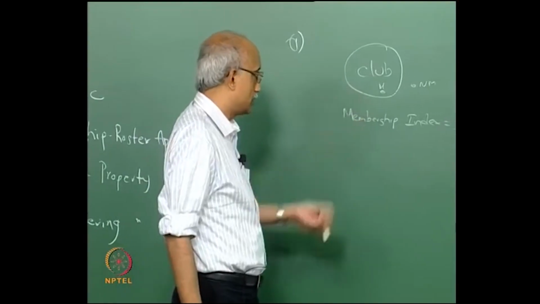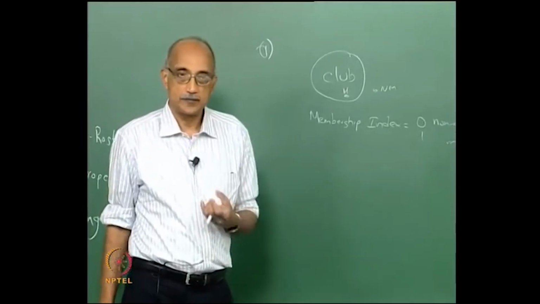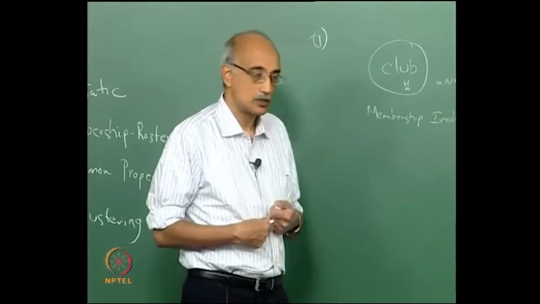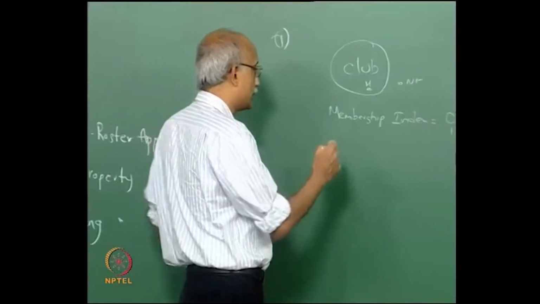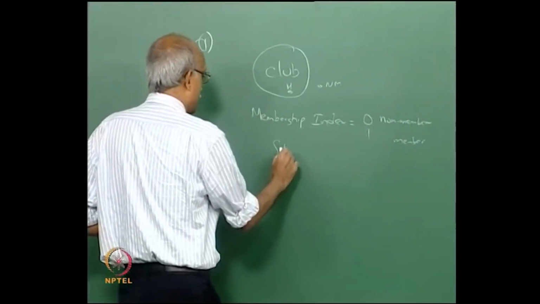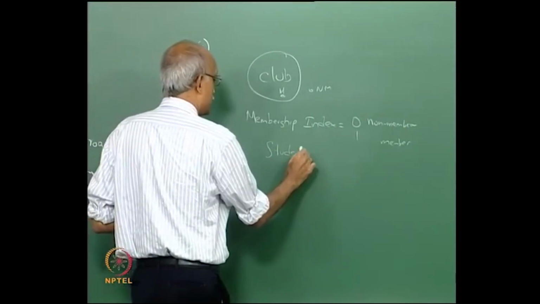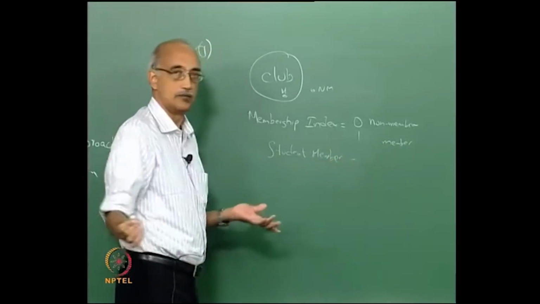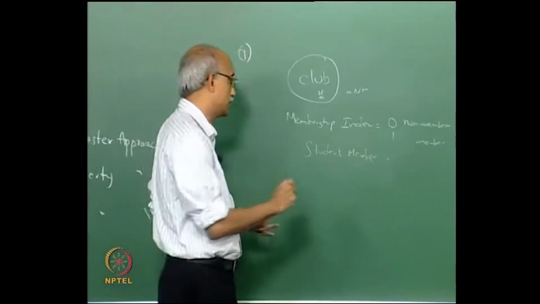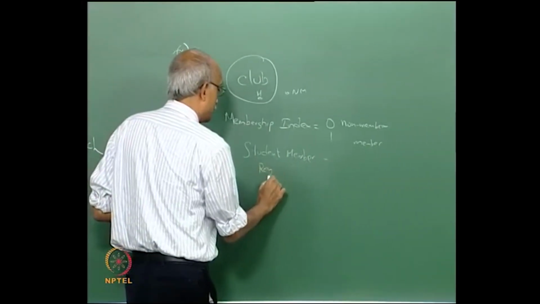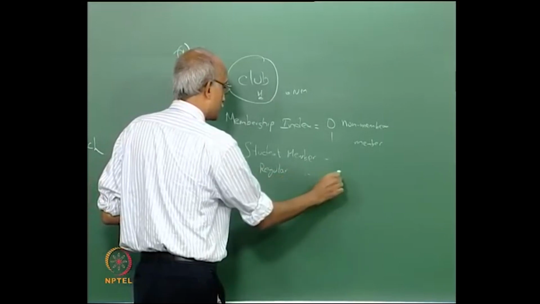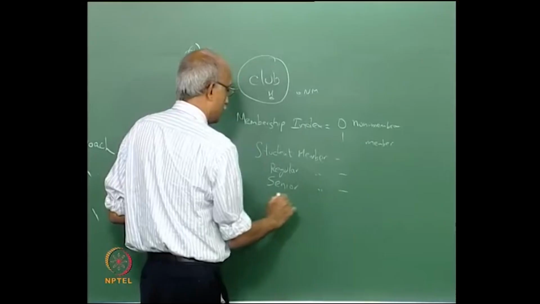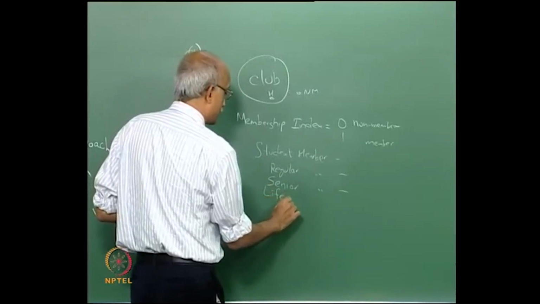Now, again, going back to clubs and being members, you can also talk about various grades of membership, right? So, for example, in a club, let's say you are a student member, which means that you get certain privileges, but not all. And then you are a regular member, and then you are, let's say, a senior member, and let's say you are a lifetime member.